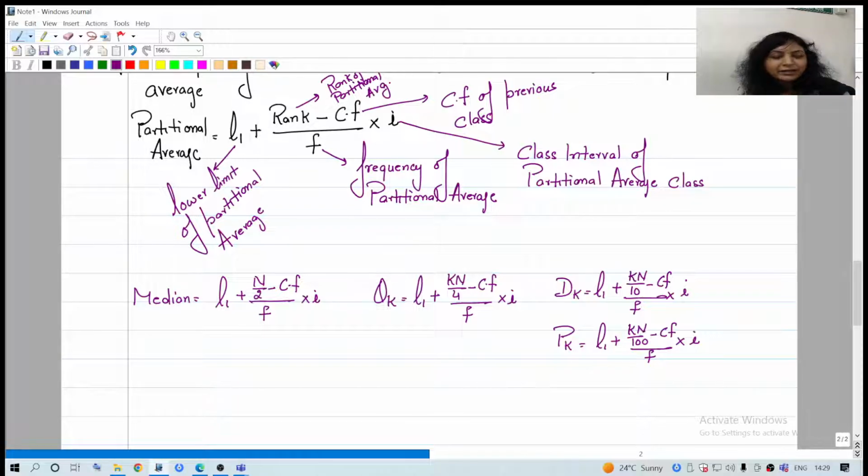It's quite lengthy, but it's very easy. If you understood the concept, then you can easily solve it. So let's solve one question. This will help you remember all the concepts. Come on, let's start.